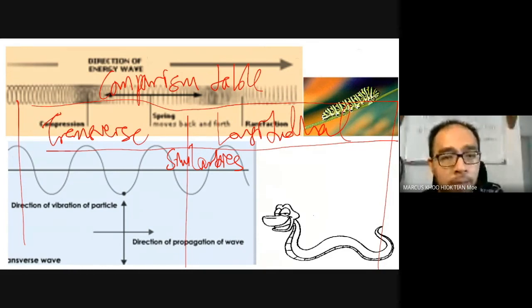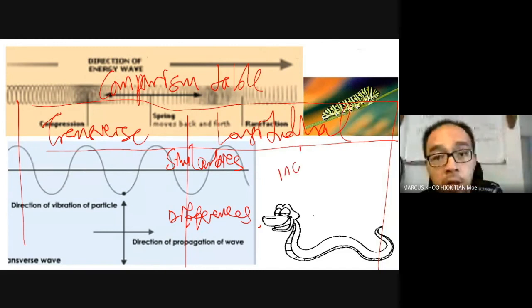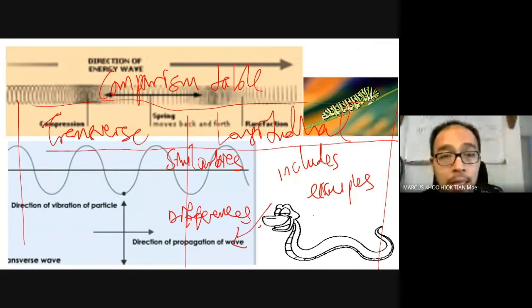But the first one must be the similarities. What are the similarities? And then after that, what are the differences? Okay, so comparison table, transverse and longitudinal waves, state the similarities and state all the differences there are. Include examples as well. Put in a few examples under your differences to complete this one. All right, and hand it in by tomorrow because Friday is our next class. Friday, we will continue with this subtopic.